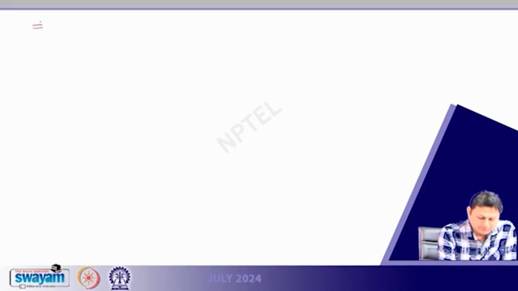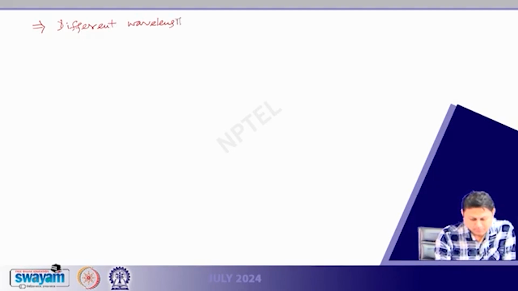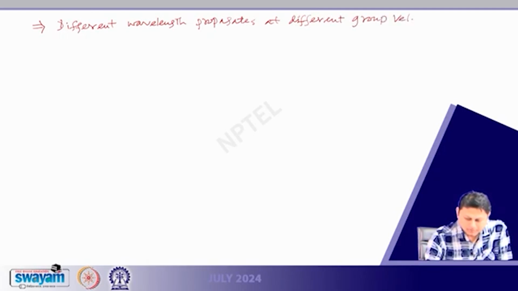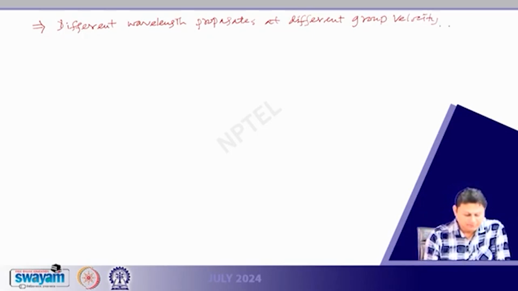So this is essentially the fact that under material dispersion, different wavelengths propagate at different group velocities. So different wavelength components will travel at different group velocity.